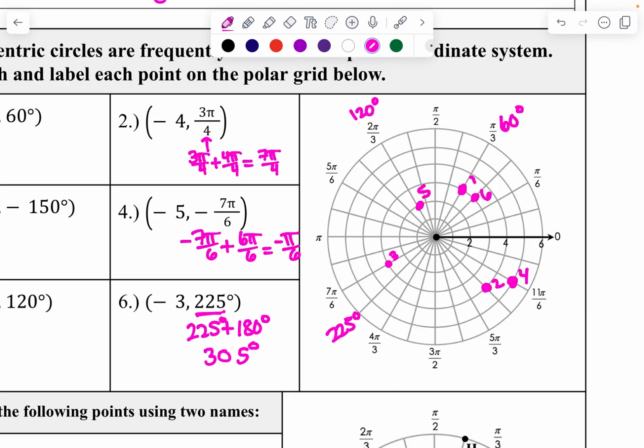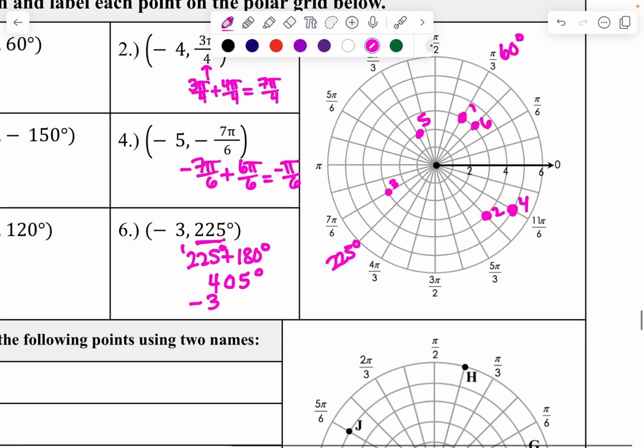Oop, forgot to carry my 1. Sorry, I knew that was wrong. I'm just checking my math there. Let's try that math again. So 5 plus 0 is 5. 2 plus 8 is 10. So I gotta carry my 1. So I get 405 degrees.